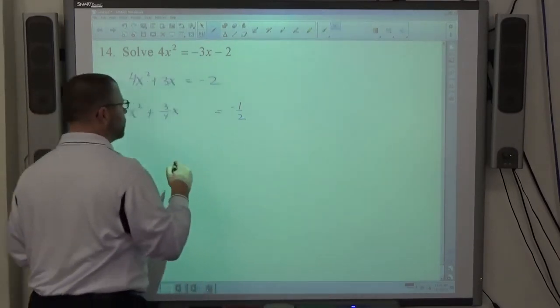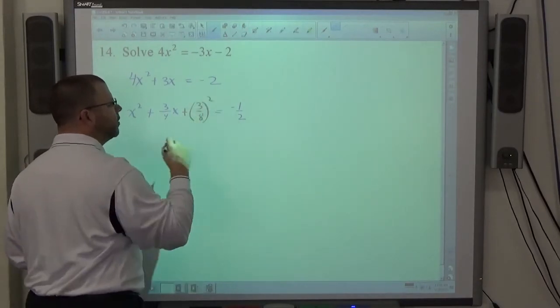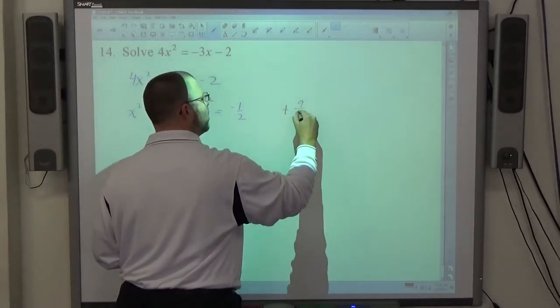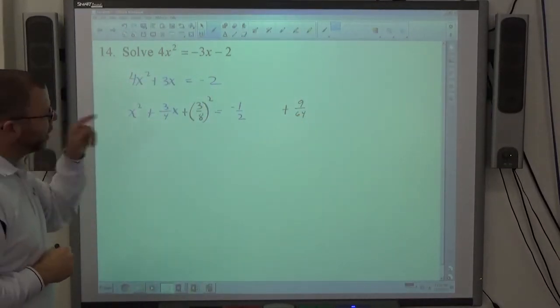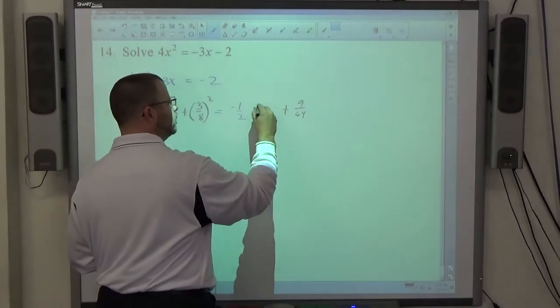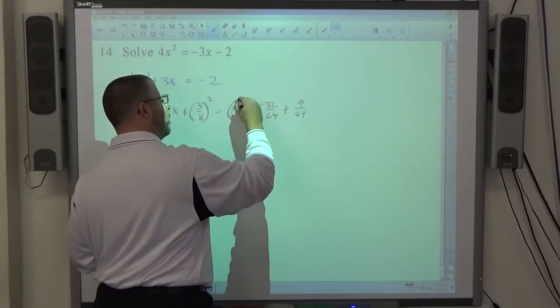If I go ahead and complete the square, half of 3/4 is 3/8. I've got to add 3/8 squared to both sides. So on this side, plus 9/64. Common denominator 64 means I've got to multiply top and bottom of this by 32. So throw that out and replace it with that.